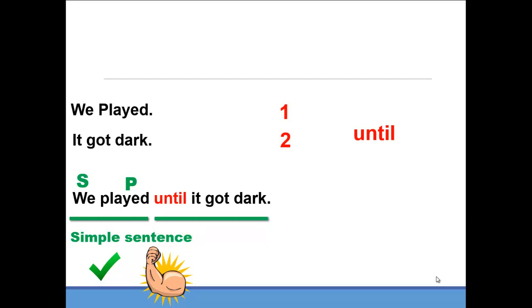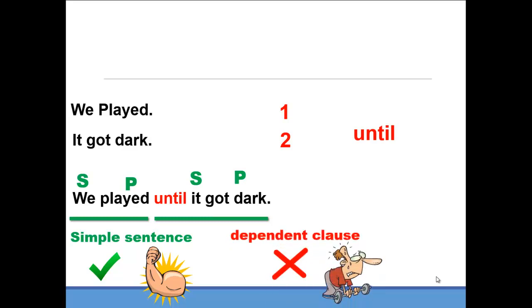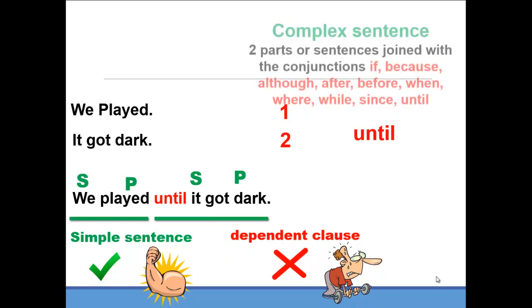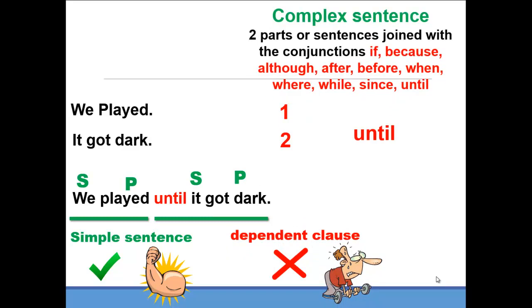Until it got dark. Can we use this part of the sentence alone? It is the subject, got dark is the predicate. Let's check the meaning. Until it got dark. What happened until it got dark? We don't know. So can this part of the sentence be used alone? No. What do we call this part? Dependent clause. The two parts joined together will make up a complex sentence.